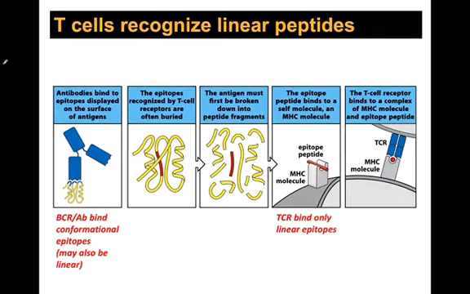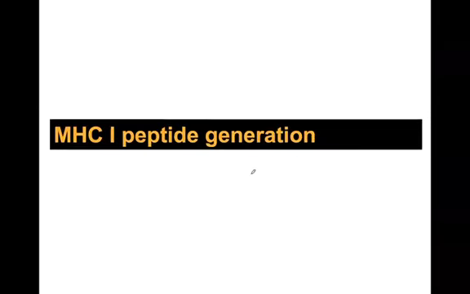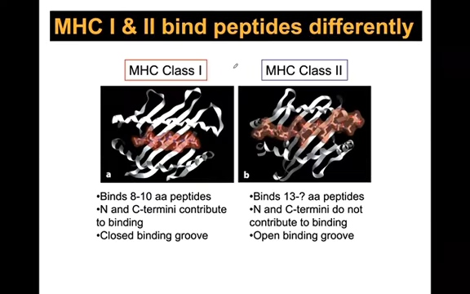So the question is, if this is necessary for generating peptide sequences that can bind to MHC, how do you make those? And so the first question is, how do we get those peptides? How are they made? Well, in order to understand that, we sort of have to understand how the peptides bind.